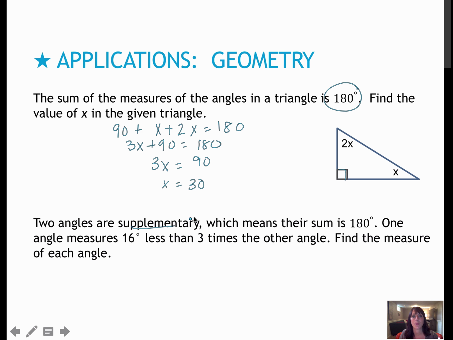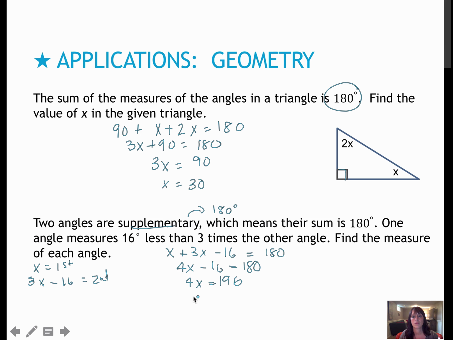The other question deals with supplementary angles, which we talked about, adding to 180 as well. The one angle measures 16 less than 3 times the other, so we're going to call x the first angle, and the second angle would be 16 less than 3 times the other. So 3 times the other and 16 less would be my second. Together, x and 3x minus 16, so angle 1 and angle 2, add to 180. And then we're just doing the math to isolate x. And we find that x is 49.